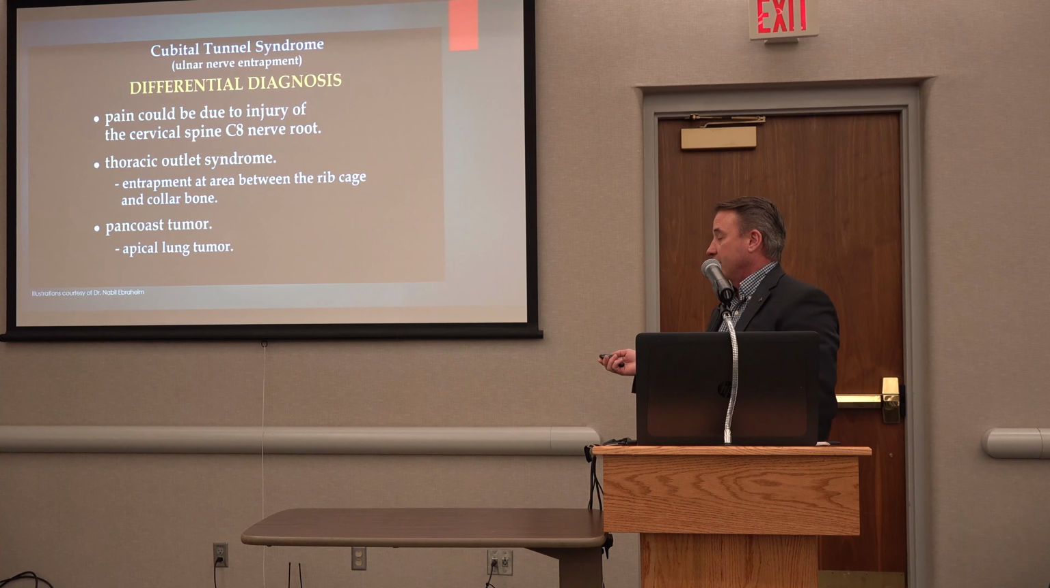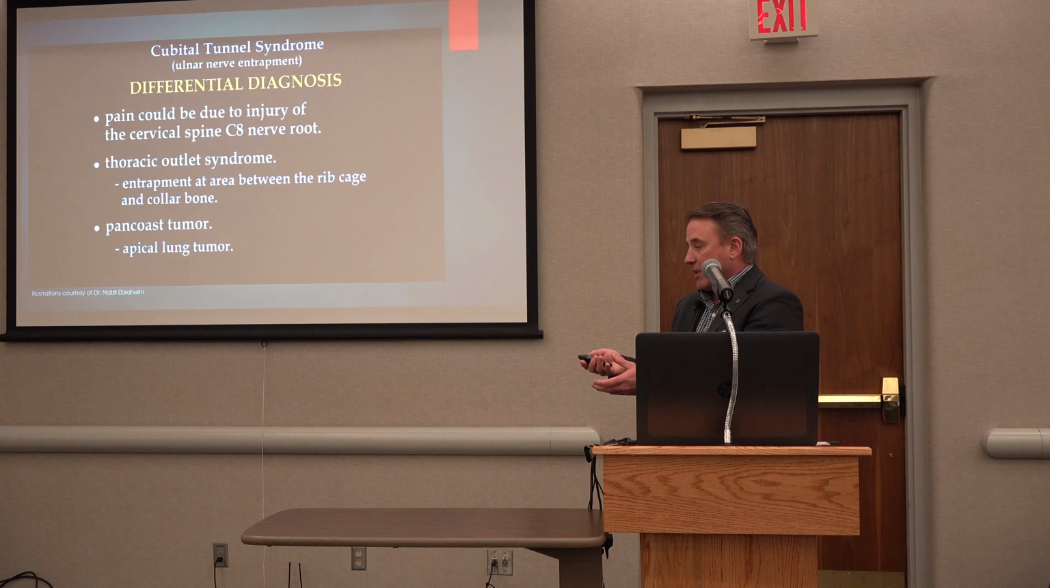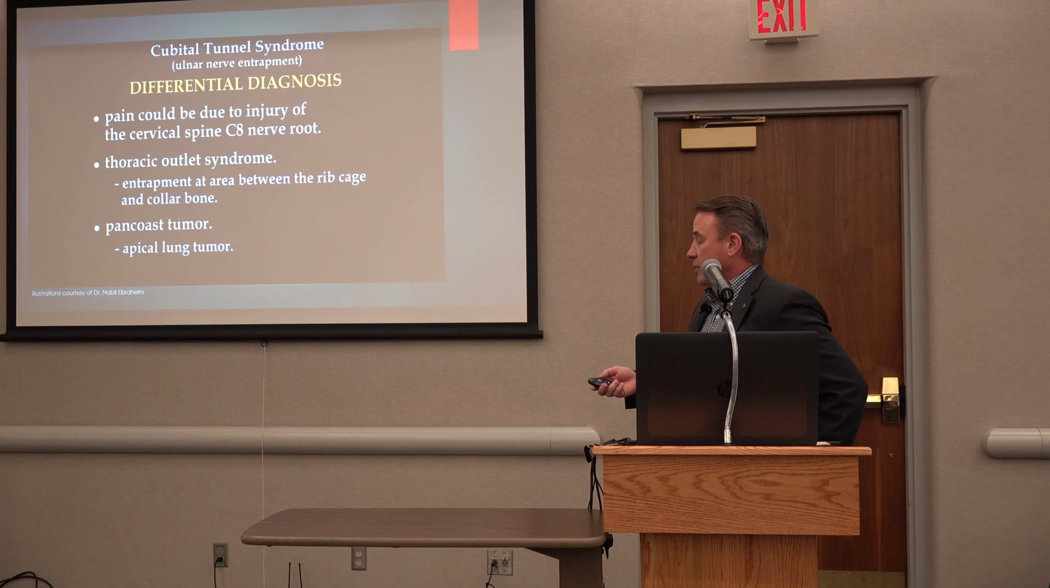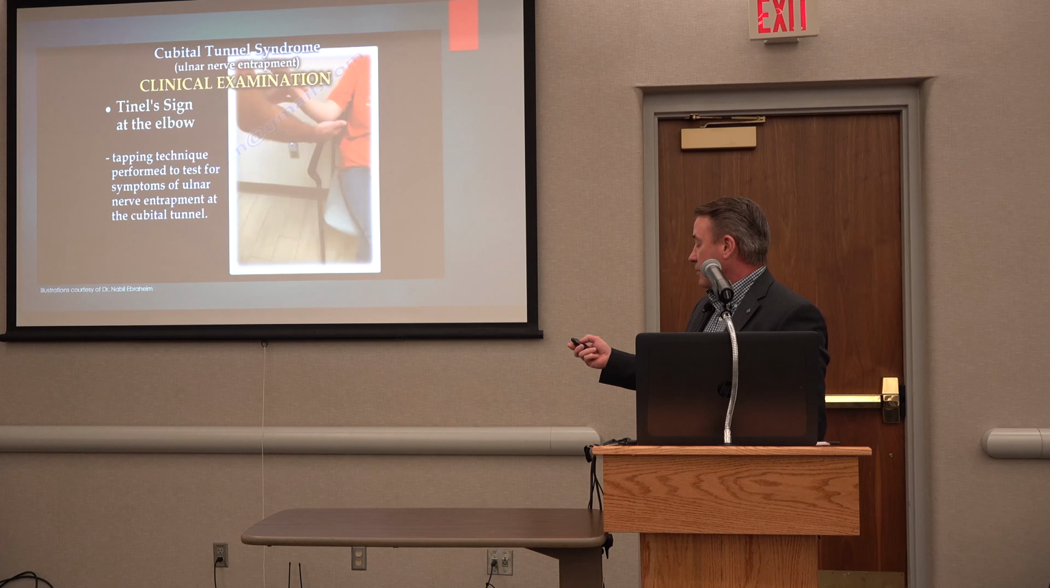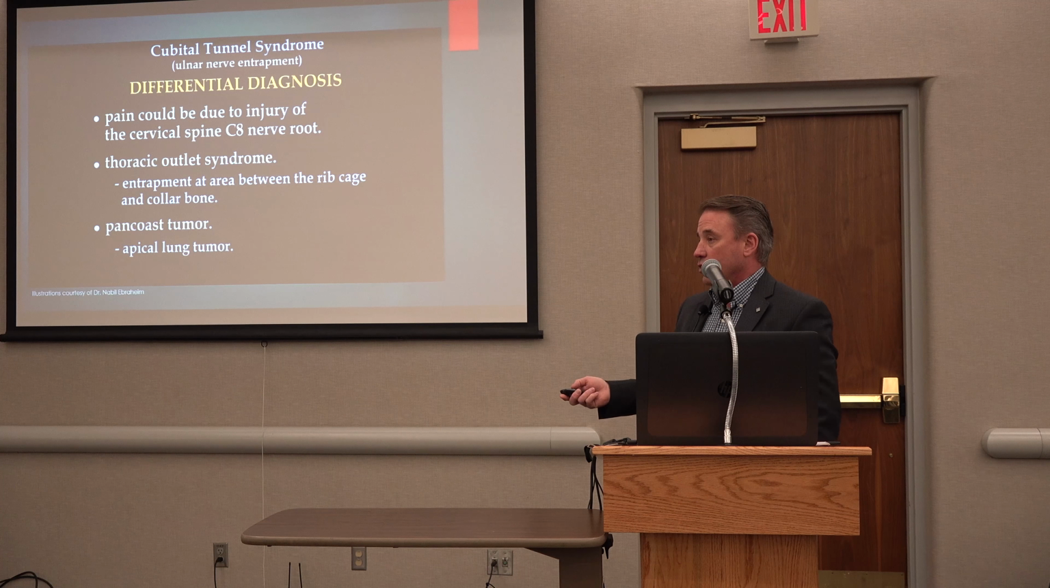So you always have to think about the neck, if somebody has C8 distribution type numbness or problem. We talked about thoracic outlet syndrome, which is a diagnosis of exclusion. If you have a smoker, you have to think about a Pancoast tumor as well, so you want to get a chest x-ray.